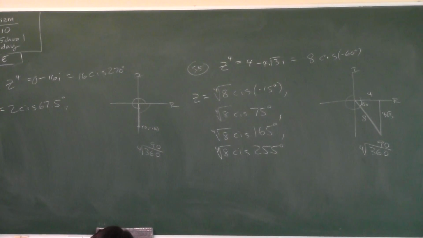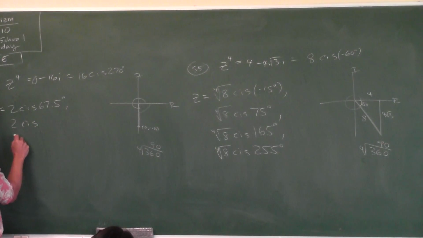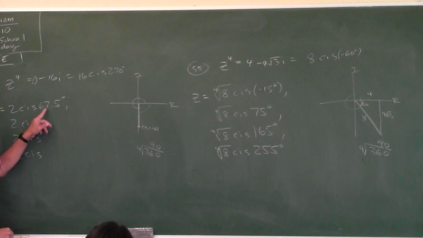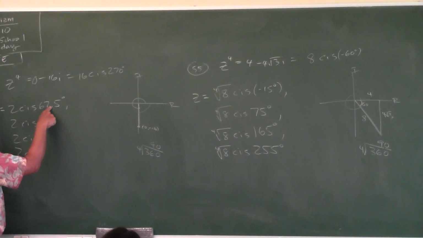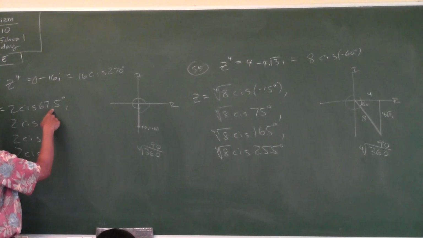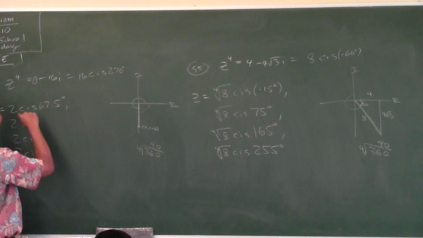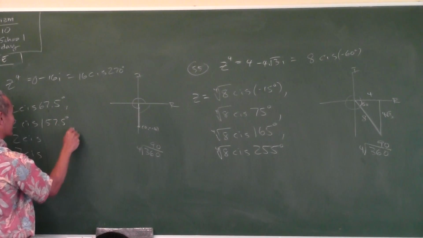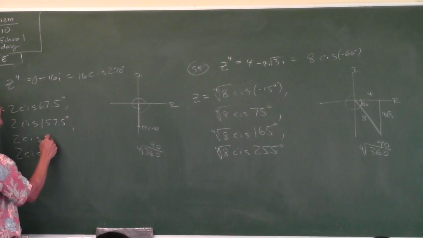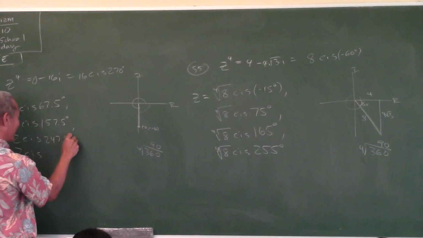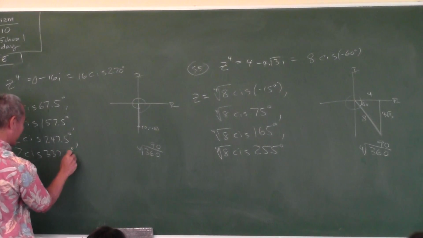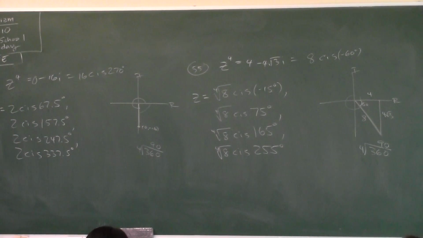I can't believe that's the hardest part of the problem. Okay, and then how do I get the other 3 answers, Mr. Park? What do I do? You just keep adding 90 degrees because they're all equally spaced apart. So once you get the first one, add 90, go. I'm going to carry, Mr. Park, I can't do it. 157.5, add 90. 247.5, add another 90. 337.5 degrees.